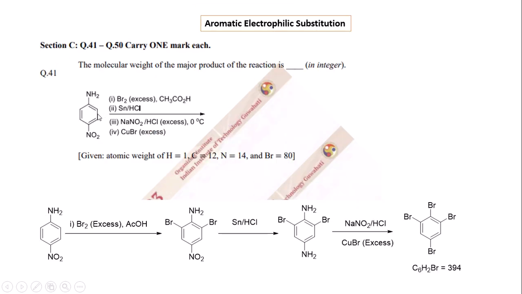This is the problem where electrophilic aromatic substitution will take place. In the presence of excess bromine, the 2 and 6 positions are more electron rich, so bromine is introduced at the 2 and 6 positions, and after reduction the nitro group produces the amine, and by the Sandmeyer reaction we get the tetrabromo derivative. The molecular formula of this tetrabromo derivative: here the number of Br should be 4, so the mass becomes 394.